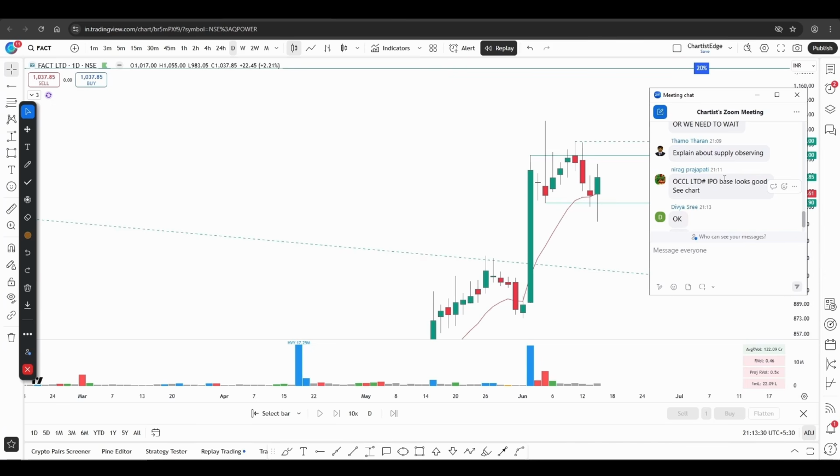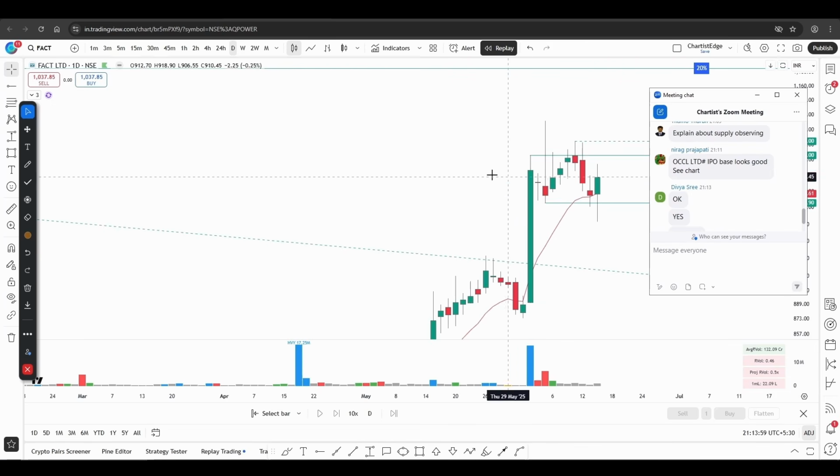Thamu asks, explain about supply absorbing or absorption. Thamu, what do you mean by this question? Can you provide more details, or with an example of a chart? So let us move on to the next question.